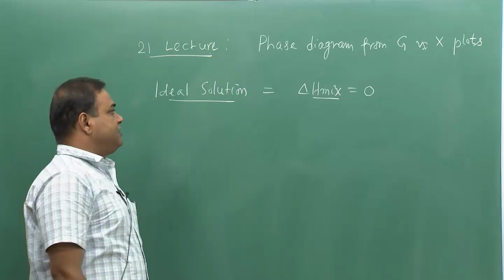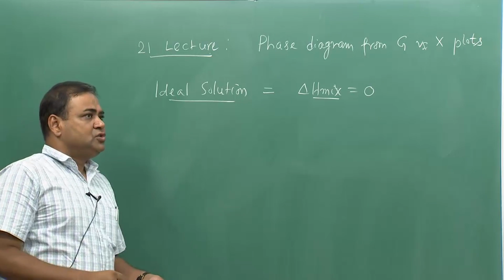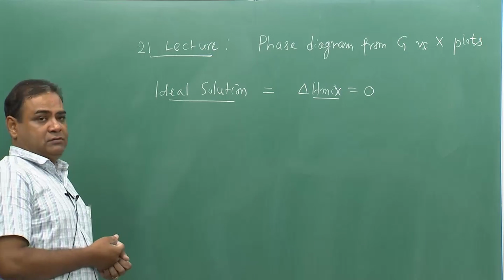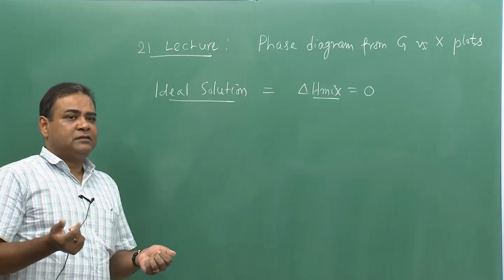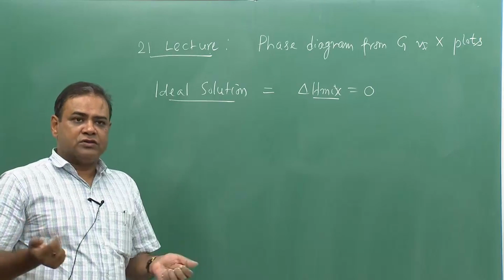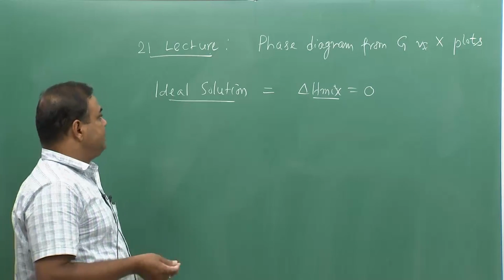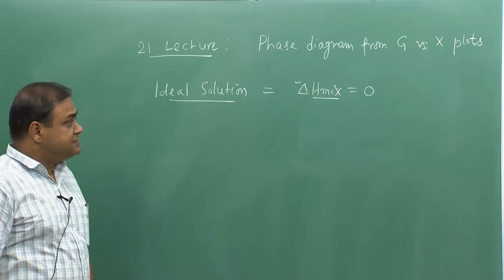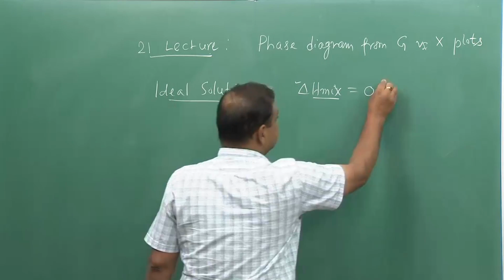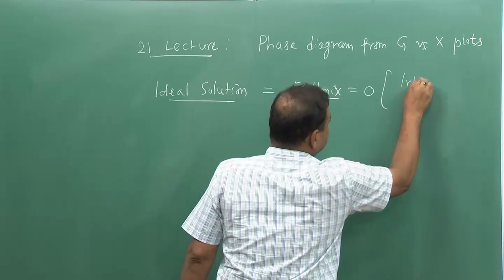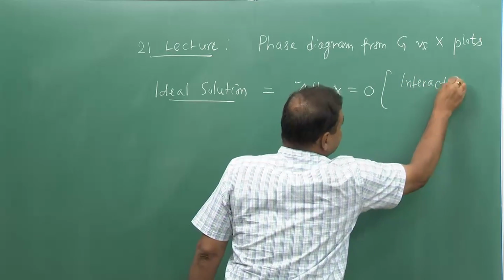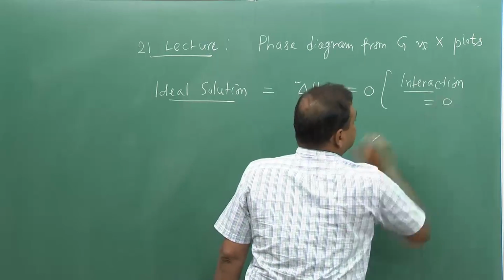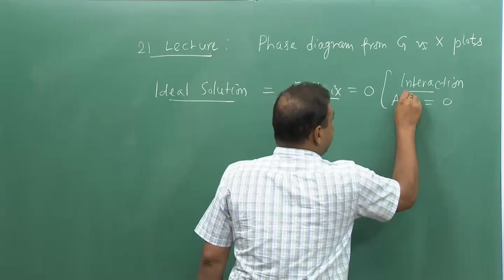So, that means whenever two elements are mixed together, when they form a solution, it can form either a liquid solution or a solid solution. That time this particular term would be 0. It means that the interaction between the components is 0. So, A and B.